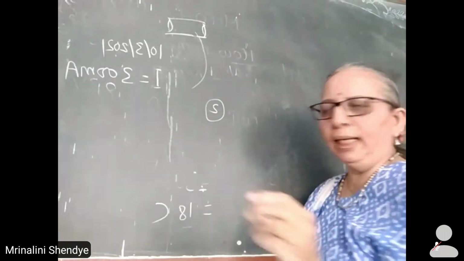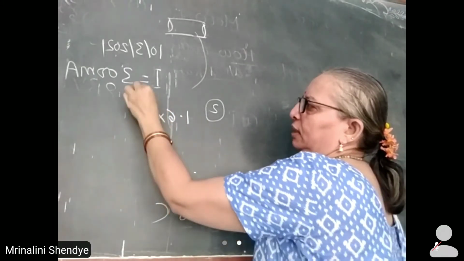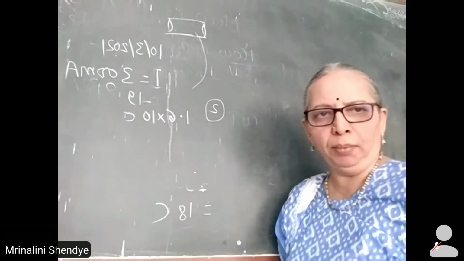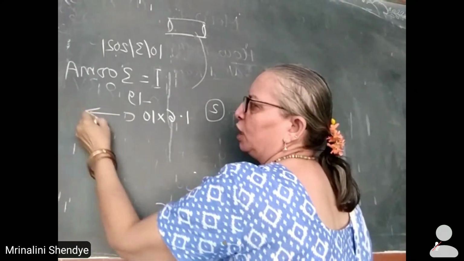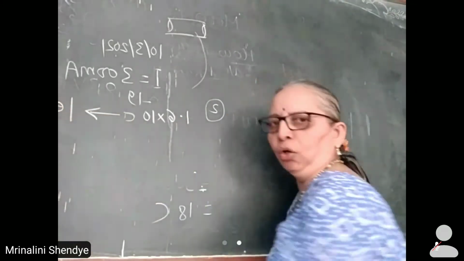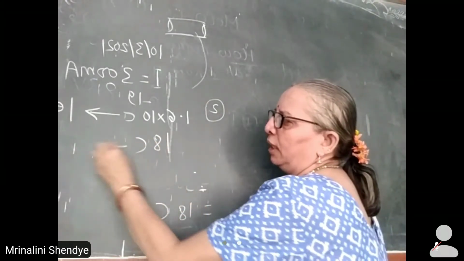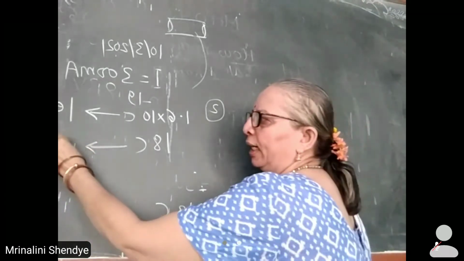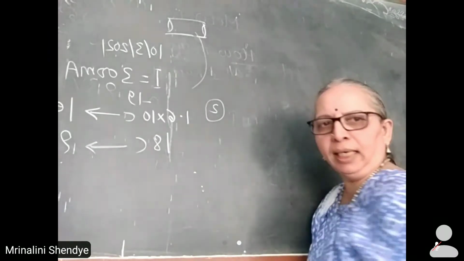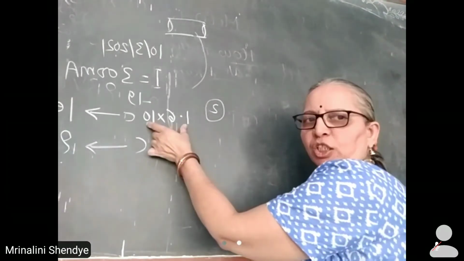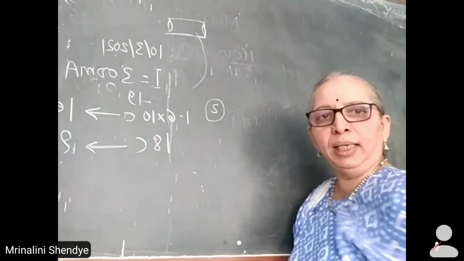So one electron has a charge of 1.6 into 10 raised to minus 19 coulomb. So 1.6 into 10 raised to minus 19 coulomb corresponds to 1 electron. So this much charge has flowed. If 18 coulomb charge has flowed, how many electrons pass through the given conductor? So this is the second case. This much charge corresponds to 1 electron, so this much charge corresponds to how many electrons?